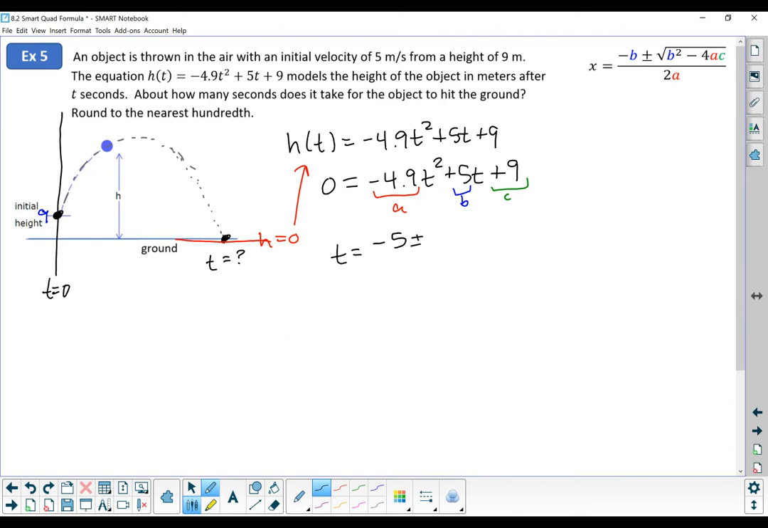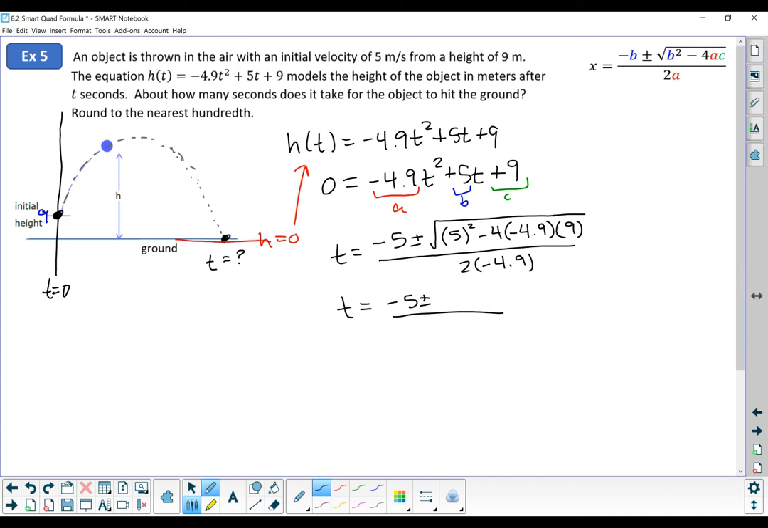So it's the opposite of b, plus or minus the square root of b squared minus 4 times our a value of -4.9 times our c value, all divided by 2 times our a value. Now, obviously you can't type in the plus or minus symbol, but if you want to try to type in the expression as is in your calculator, you can. I still personally prefer to simplify my radical.